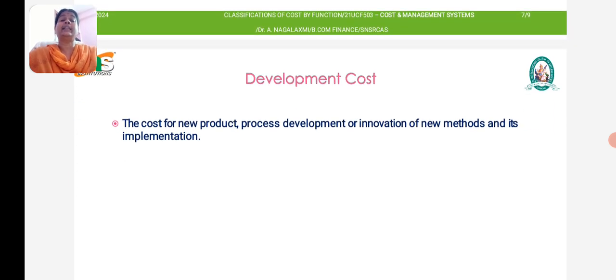So next is the development cost. Development means the cost of new product, process, development, innovation of new methods and its implementation. So from research cost, we got a new idea. That new idea, new method, new process, new development, is to be implemented into action. So what are all the expenses incurred in that process is said to be development cost.